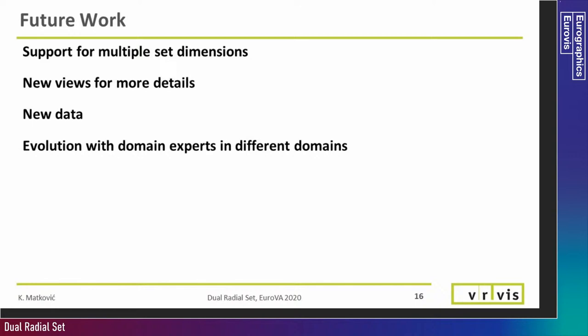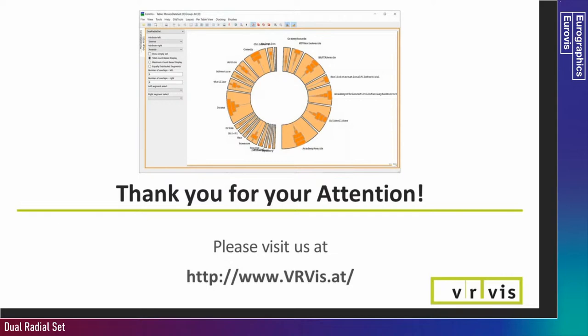Do we need a new view maybe even for two sets with more details, supporting different analysis tasks? We would also like to evaluate this with new data, with domain experts in different domains. With this perspective of future work, I conclude my talk and I'm open for the questions. Thank you.